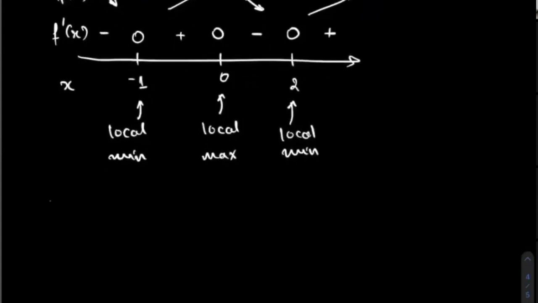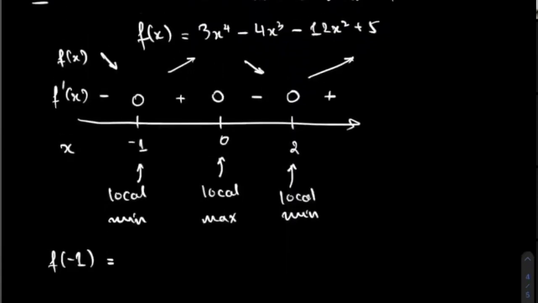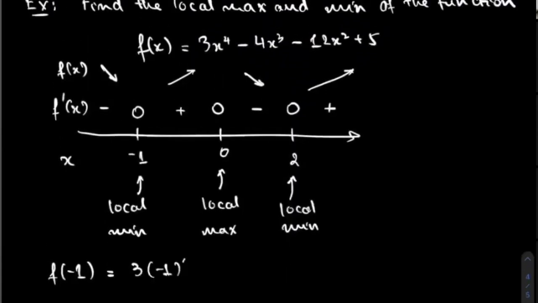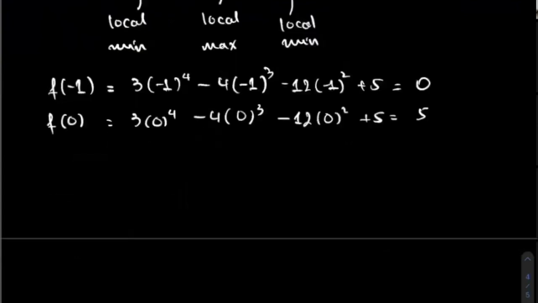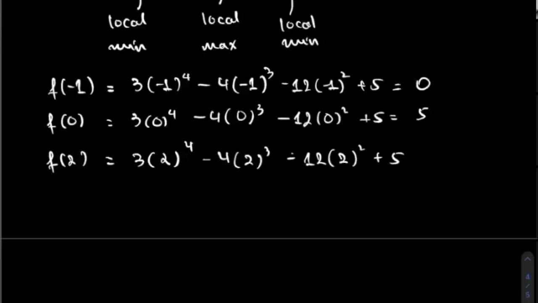For x equal to -1, so f of -1, you substitute that into the original function, right? So 3 times -1 to the 4th minus 4 times -1 cubed minus 12 times -1 squared plus 5. That should give you 0 for this particular calculation. At f of 0, you have 3 times 0 to the 4th minus 4 times 0 cubed minus 12 times 0 squared plus 5, equal to 5. For x equal to 2, you have 3 times 2 to the 4th minus 4 times 2 cubed minus 12 times 2 squared plus 5. And I calculate this is negative 27.